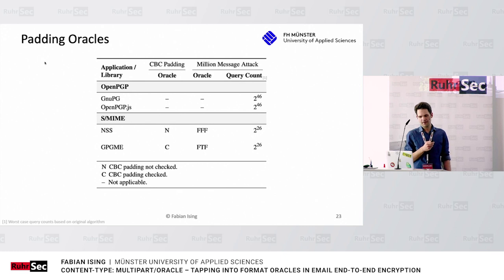And GPGME was a bit better. They checked the CBC padding, so there might be an oracle here. But the Bleichenbacher padding was also a problem. So this doesn't look too good, at least for Bleichenbacher. And it gets a bit better.